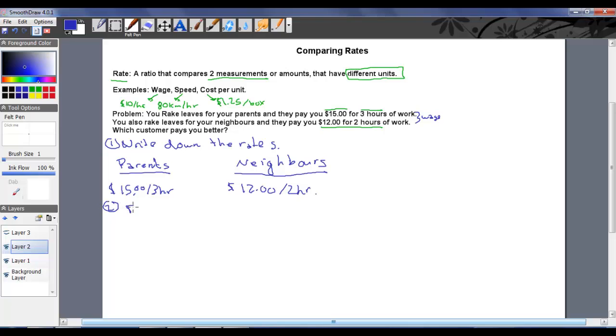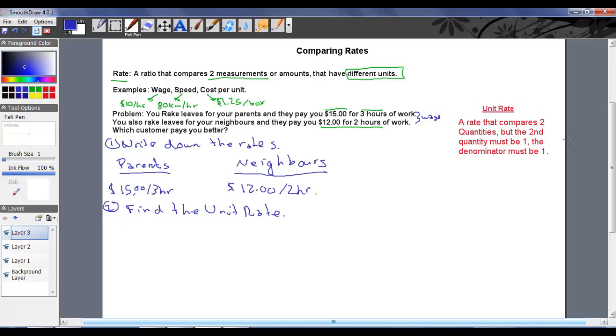So our second step is to find the unit rate. Over here is my definition for the unit rate. The unit rate is still a rate in that it compares two quantities, but the second quantity must be equal to 1. So that means that the denominator must be 1. Like we saw in our examples over here, it was $10 per 1 hour, 80 kilometers per 1 hour, $1.25 per 1 box. So 1 was the denominator in each case. So that's what we need to find out.